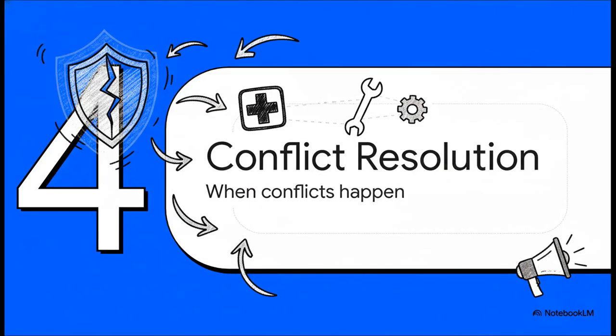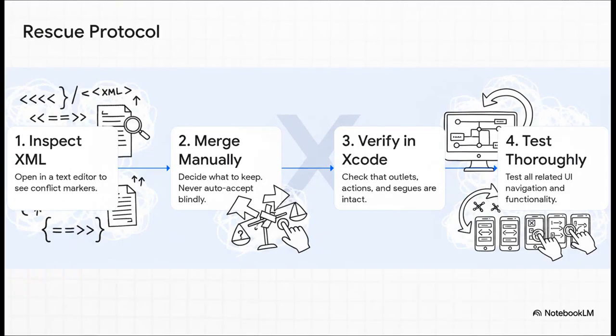But let's be real. Even with the best plan in the world, a conflict is gonna slip through now and then. So what do you do? First, don't panic. Now we shift from preventing the problem to treating it. This is your emergency guide for fixing those conflicts the right way. Okay, listen up, because this is the number one rule. Never, ever blindly click accept theirs or accept mine. That's a recipe for disaster. Instead, you follow this rescue plan.